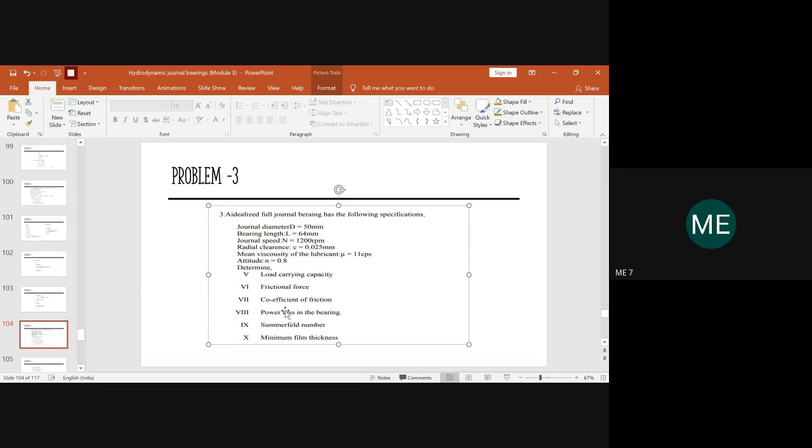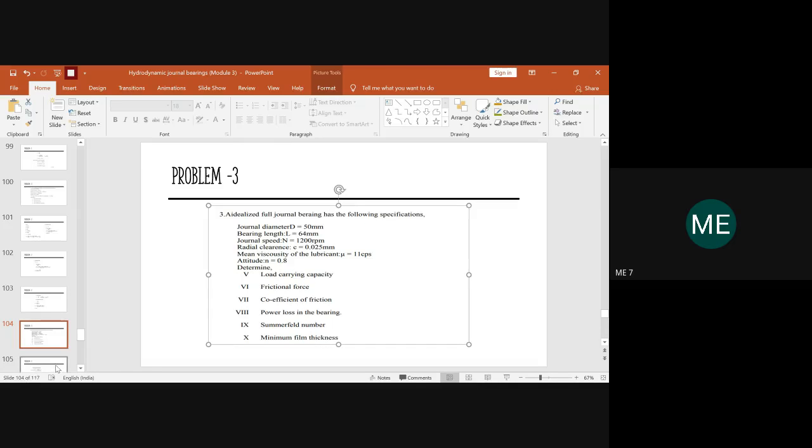So here we need to calculate the load carrying capacity, the frictional force, the coefficient of friction, the power loss, the Sommerfeld number, and the minimum film thickness. So for this minimum film thickness, the value of h will be equal to c. We dealt with the derivation in idealized full journal bearing, and we have learned the significance of Sommerfeld number and its equation. So these two are extra parts added to the previous section.